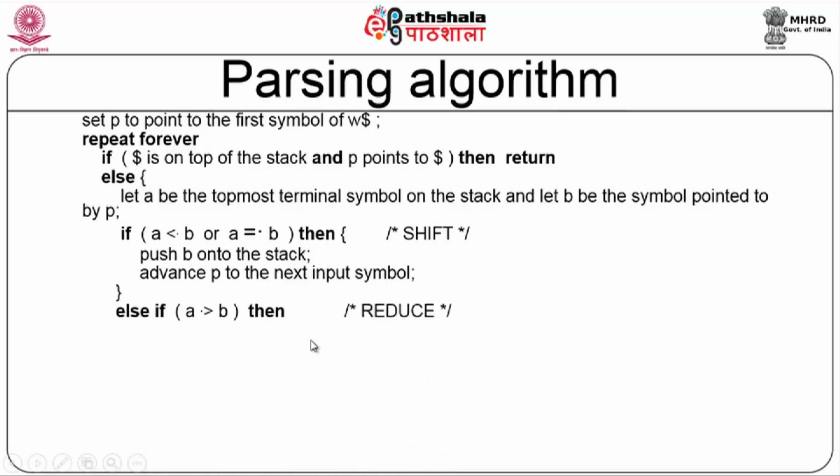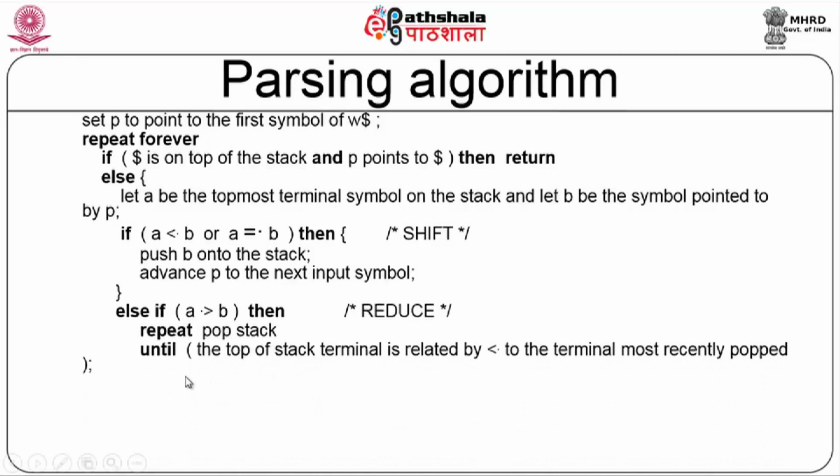On the other hand, if A is greater than B, that is, the precedence of the stack symbol is higher than the precedence of the input, then you start reducing. Reducing in the sense that you pop the stack until the top of the stack terminal is related by less than to the terminal recently popped. So, this is your terminating condition. You compare again whether the top of the stack terminal is related by less than to the terminal recently popped.